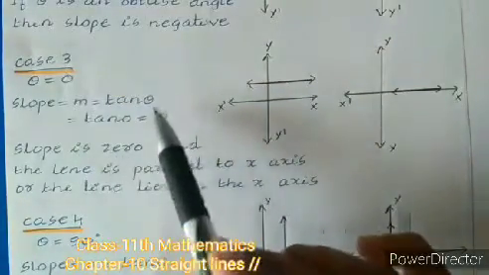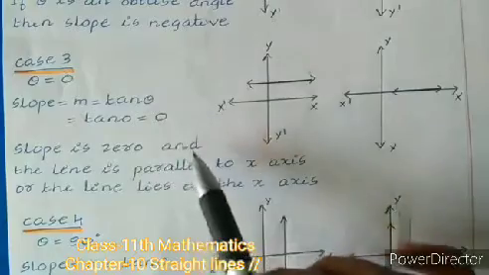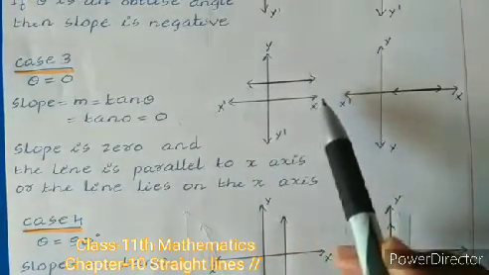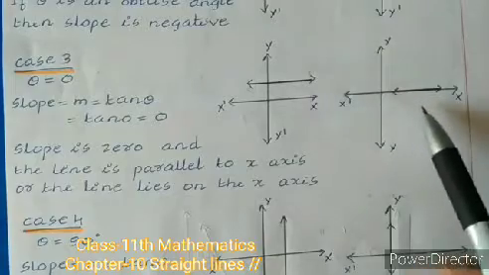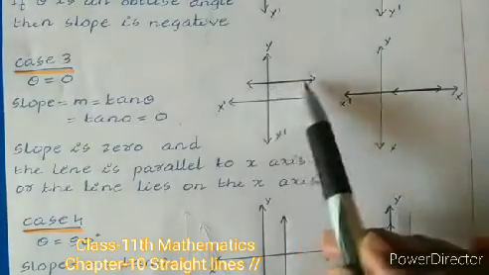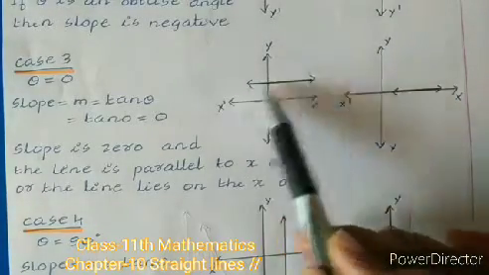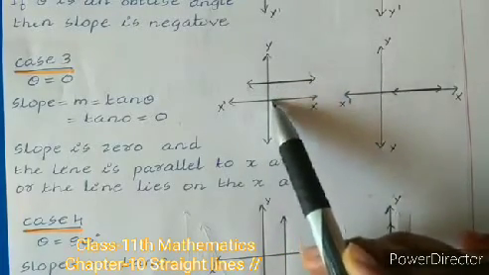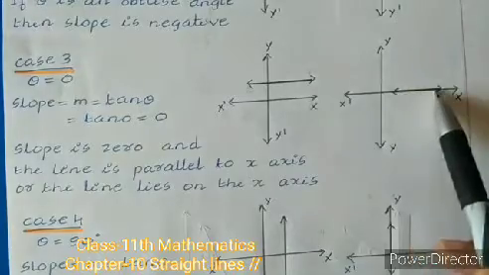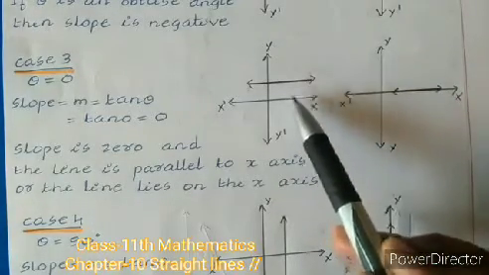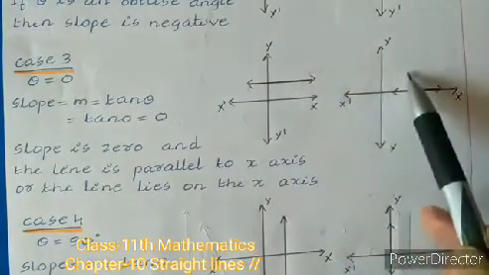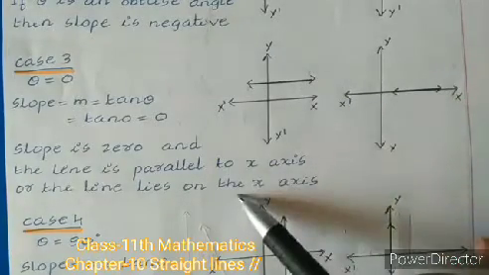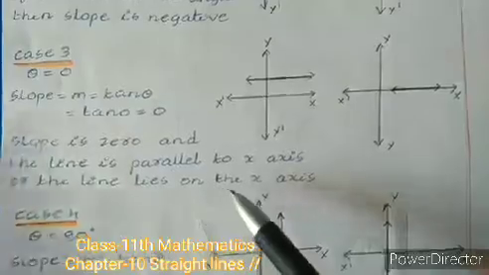And here, whenever the slope value is equal to 0, then we can say that the line is parallel to the x-axis, or the line lies on the x-axis. In this case, if you see here, the theta value, there is no angle actually. Theta is equal to 0 here. Here also the theta is equal to 0. So when the line is parallel to the x-axis, or the line lies on the x-axis, at that time the slope is equal to 0 and the theta is equal to 0.